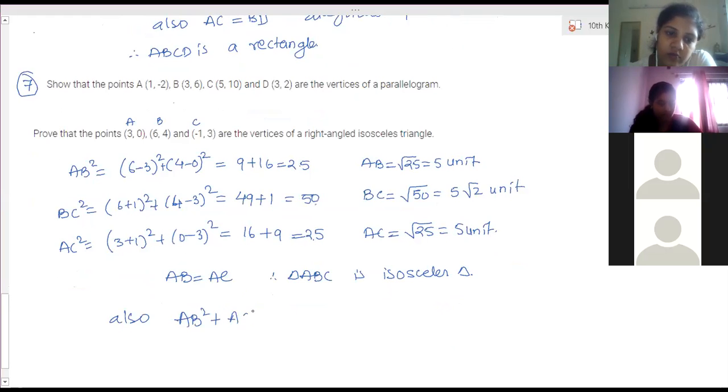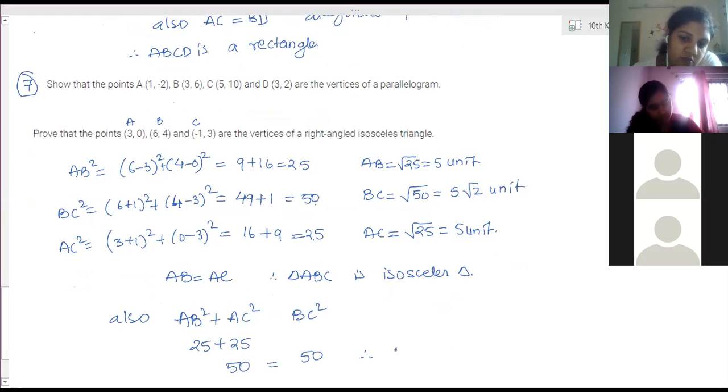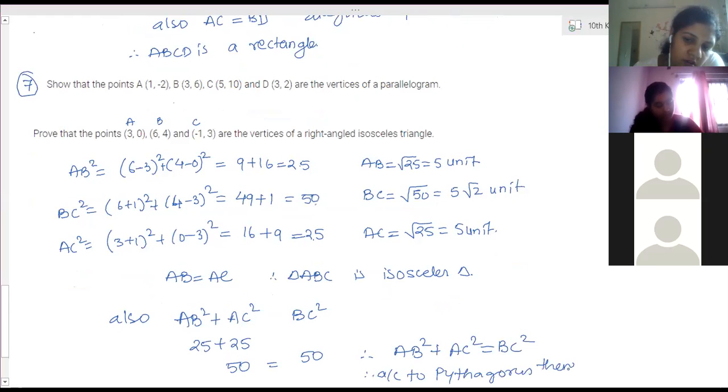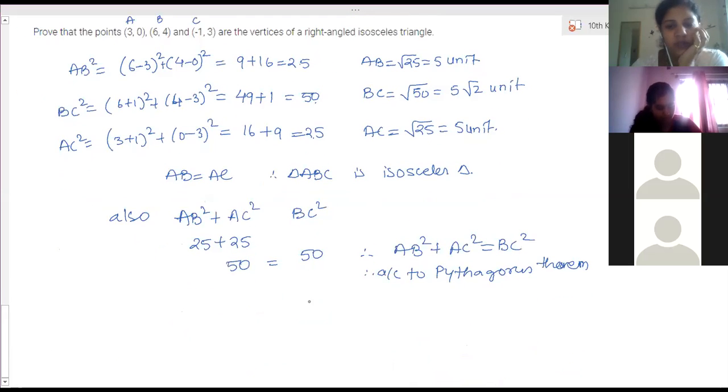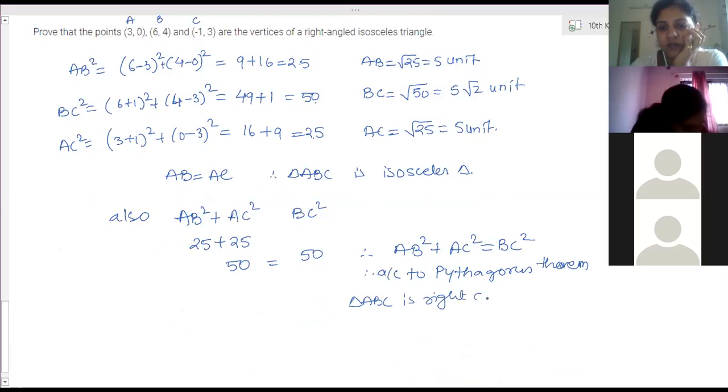AB square plus AC square is equal to 25 plus 25, which is 50. That is equal to BC square, which is 50. So therefore, AB square plus AC square is equal to BC square. Therefore, according to Pythagoras theorem, triangle ABC is right angled at A.